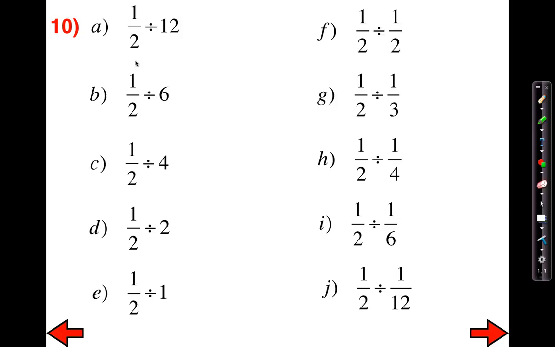If I take 1/2 divided by 12, that's 1/24. If I take 1/2 divided by 6, that's 1/12. If I take 1/2 divided by 1/4, that's 1/8. If I take 1/2 divided by 2, that's 1/4. If I take a half divided by 1, it's a half. Now, 1/2 divided by 1/2 is 1.